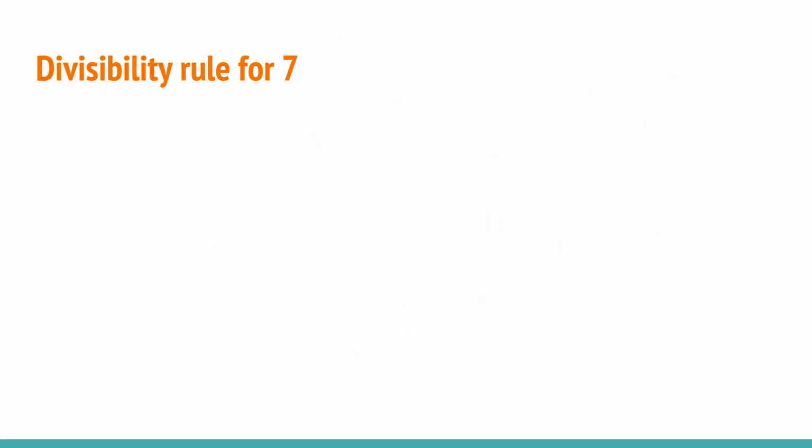So next rule. So divisibility rule for 7. The divisibility rule for 7 is quite easy. What you have to do is take the unit digit of the number and multiply it by 2 and then subtract it from the remaining number. Okay.